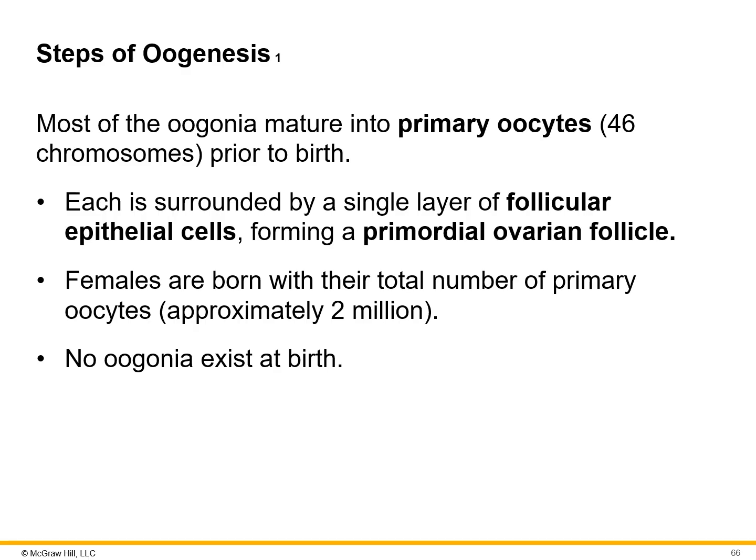But the main thing I need you to know is that females are born with their total number of primary oocytes, which are your eggs, approximately 2 million. So you're born with that. It's not something that develops as you get older and grow. You are born with the number of eggs that you're going to have for your life cycle.